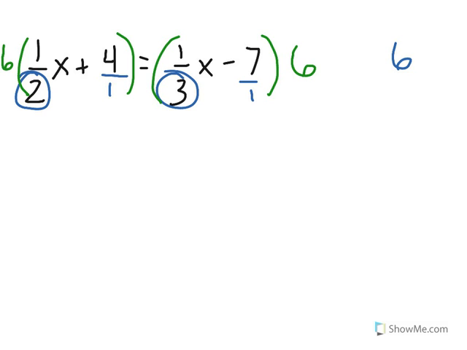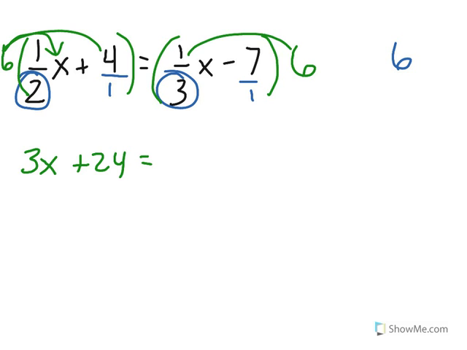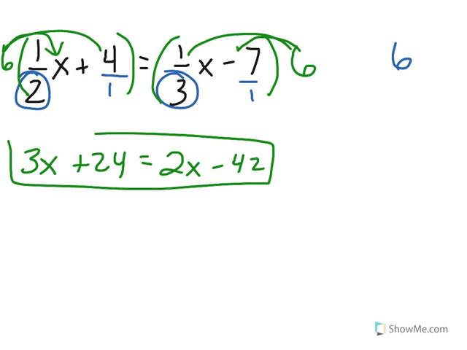So let's look at this. If I were to take 6 times 1/2 x, 6 times 1/2 is 3, so I get 3x. 6 times 4 is 24. On the other side, 6 times 1/3 x is 2x, and 6 times -7 is -42. Now, this equation right here looks a lot more user-friendly, but it means the exact same thing as our original equation. It's just everything is proportionally bigger by the same amount, by the same factor.